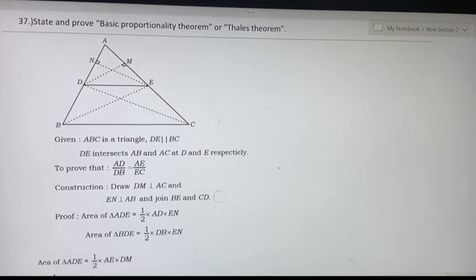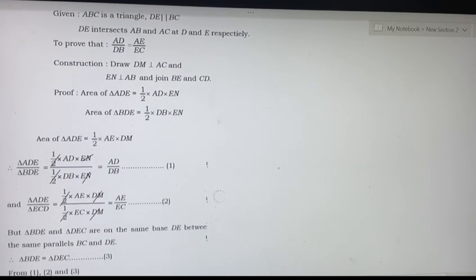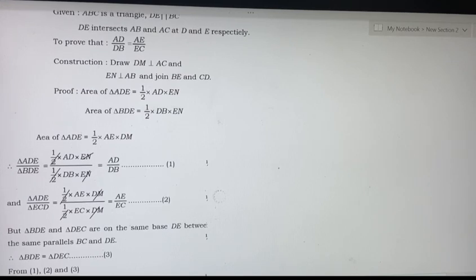Proof. Area of triangle ADE is equal to half into AD into EN. Area of triangle BDE is equal to half into DB into EN. Area of triangle ADE is equal to half into AE into DM. Therefore, triangle ADE by triangle BDE is equal to half AD into EN divided by half DB into EN. So EN gets cancelled, half gets cancelled, so it remains AD by DB. We are considering this as equation 1.